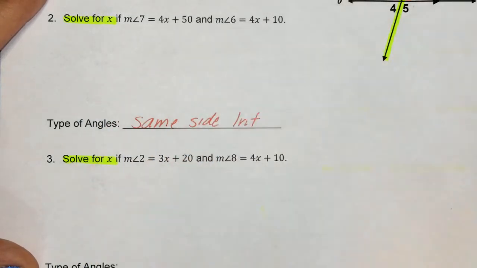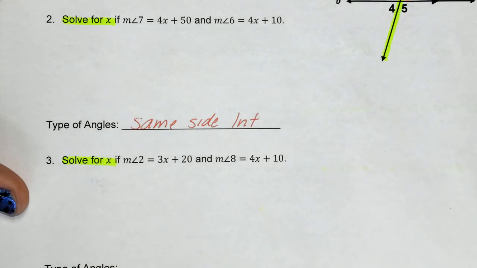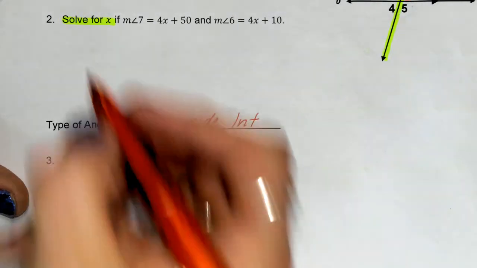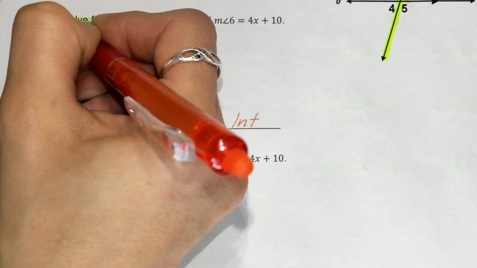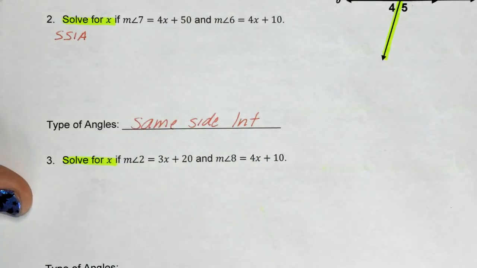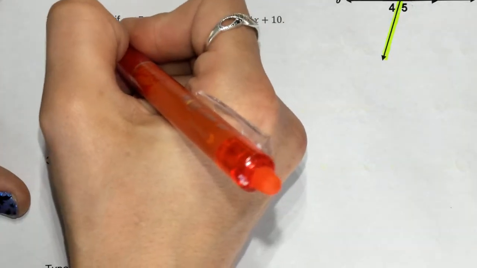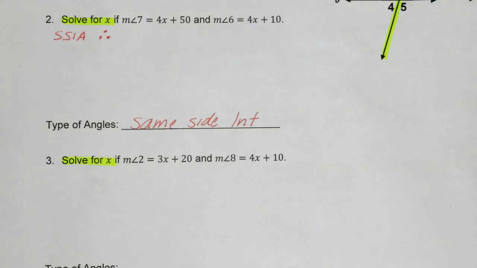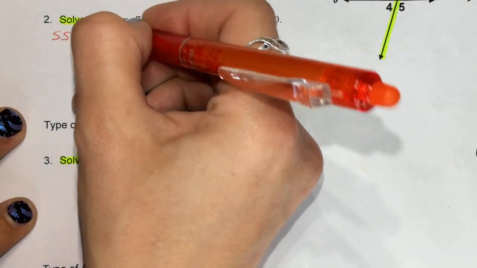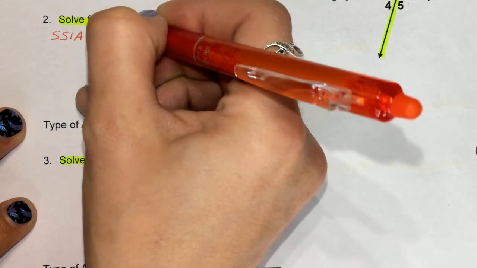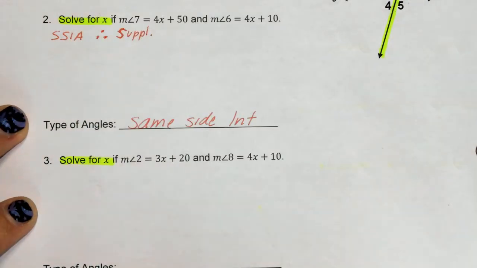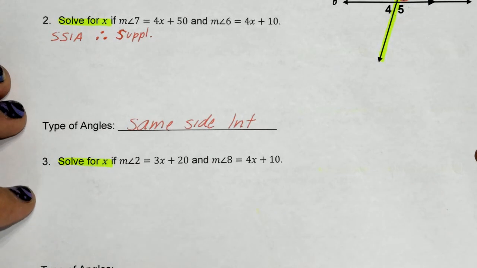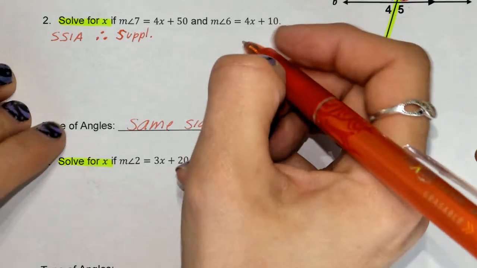Abbreviate that interior. And we'll do like we did with number 1. SSIA. Same side interior angles. Therefore, when we take a look at that chart, our same side interior angles are going to be supplementary, meaning they're going to add to equal 180 degrees. So we'll put therefore supplementary. So again, they're going to add to equal 180 degrees.